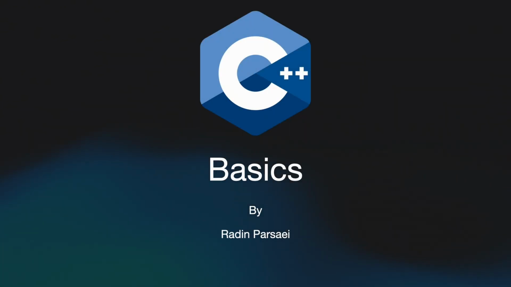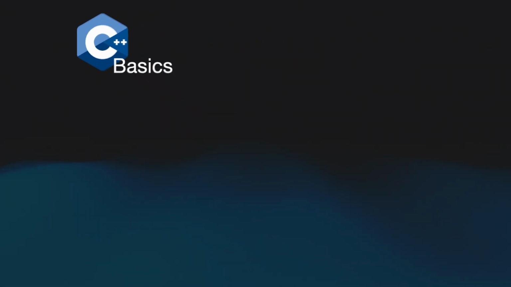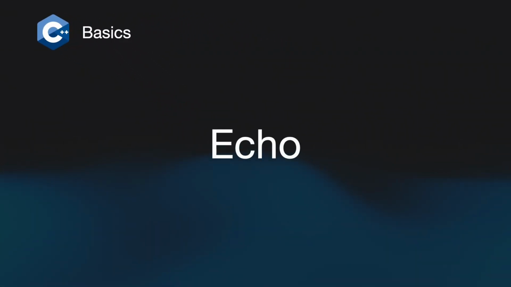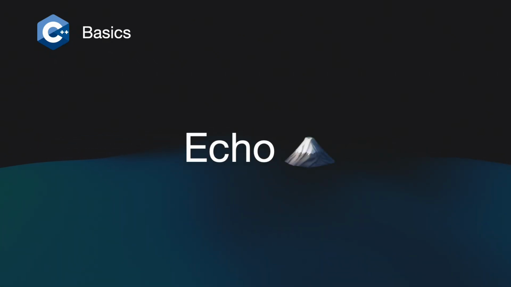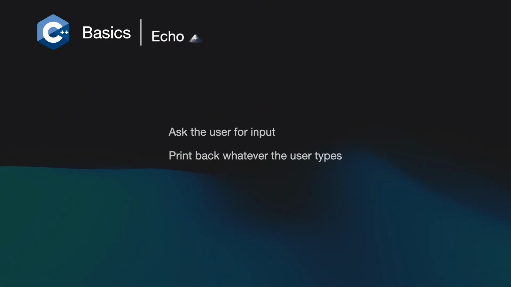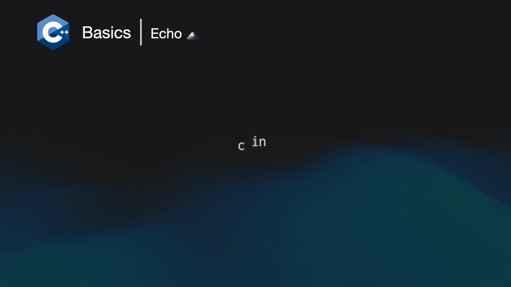In this video, we are going to discuss variables and their usage in C++ programming by writing 3 samples. The first one would be a program called echo, which receives an input and then prints the same thing back or echoes it back. So the first step would be reading some value from the input. We use cin for that.